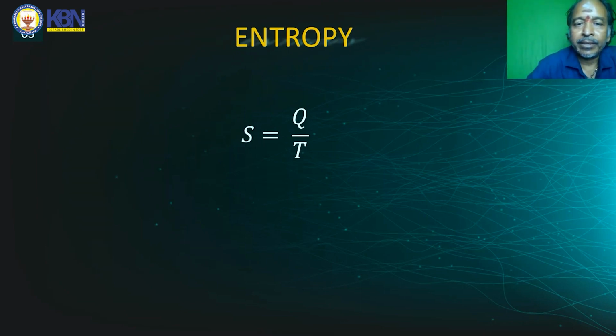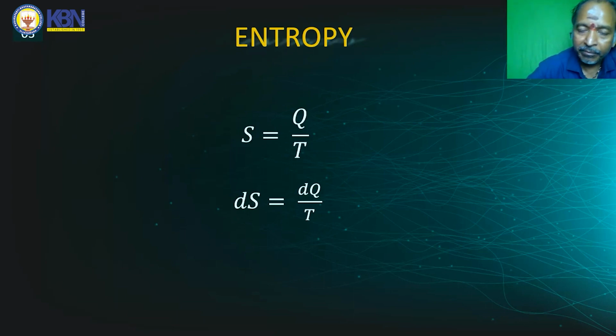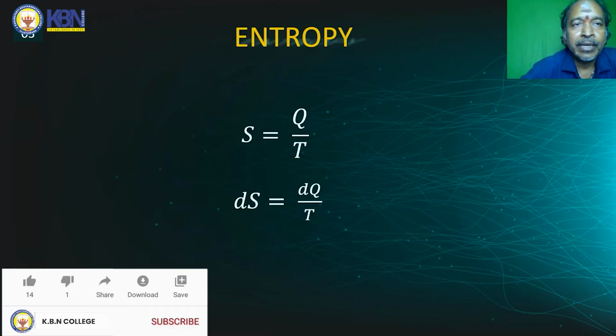So the entropy is measured in terms of joule per Kelvin, and the change in entropy dS is equal to dQ by T, where dQ is the change in heat energy, and dS is the change in entropy at a temperature T. Suppose heat energy is absorbed by the system, there is an increase in entropy. Suppose the system rejects some heat energy, then there is a decrease in entropy. So entropy increases when the system absorbs heat energy, and its entropy decreases when it loses some heat energy.